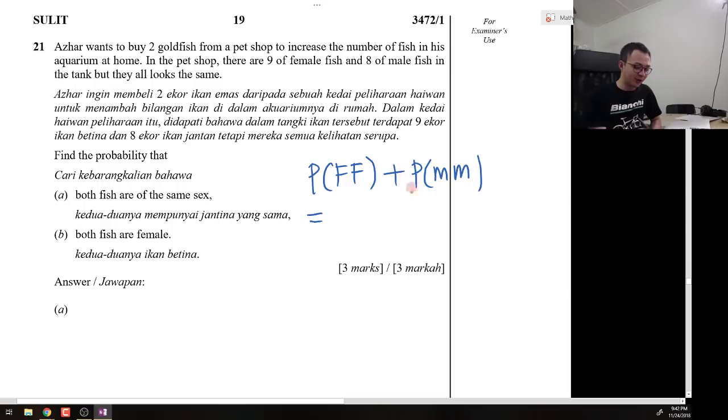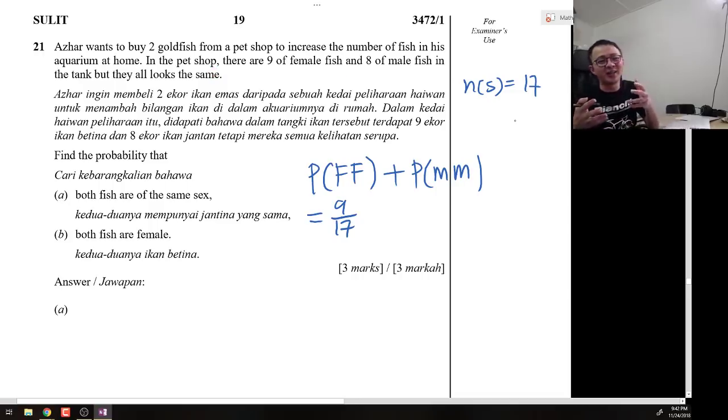Alright, so how to select female fish? Female fish we have 9 out of the total sample space of 17, right? 9 plus 8. So it'll be 9 out of 17. This one obviously is without replacement. Just imagine if you are the boss of that shop that sells fish. Is it possible your customer wants to buy 2 fish, you catch 1 fish already, then you tell your customer you're going to put it back and then you catch again? It's not possible, right? Then you can forever not catch 2 fish for your customer. So common sense, this kind of question is without replacement, alright?